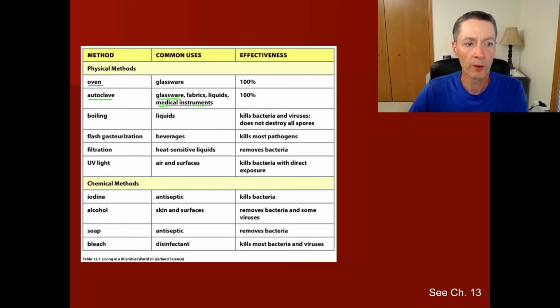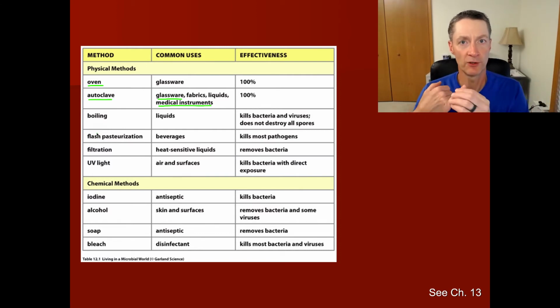Or we can boil or flash pasteurize, and in these cases we're working with liquids, and this kills a lot of bacteria and viruses that we want to get rid of. Not spores, but most of the stuff we are concerned with. Again, all physical methods, and you note that they're all heat, right? These top four are all heat. Some will sterilize. Basic definition of sterilization is 100% kill, right? You're getting rid of everything.